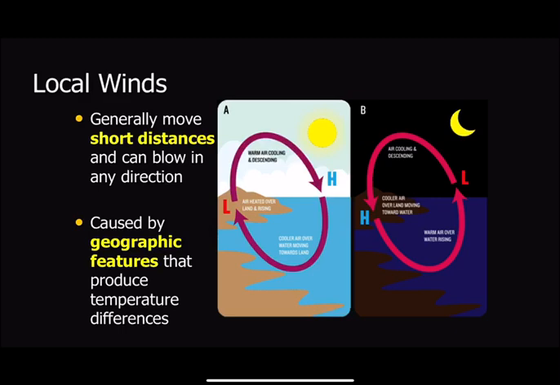Okay, these local winds are usually caused by geographic features that produce temperature differences. Like maybe if you live next to the beach, you might be affected by local winds. Okay? So let's look at these local winds. We have two pictures to the right of your screen that depict two types of local winds. What are some of the aspects that you notice that are different about these two pictures?